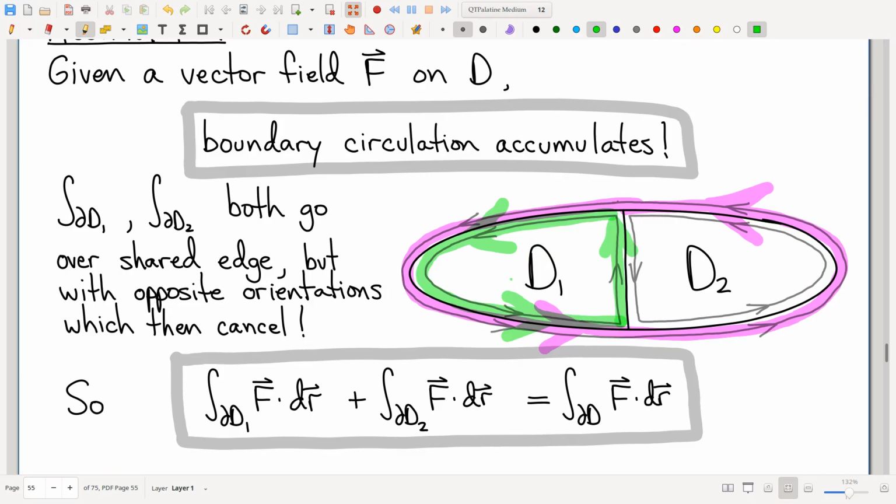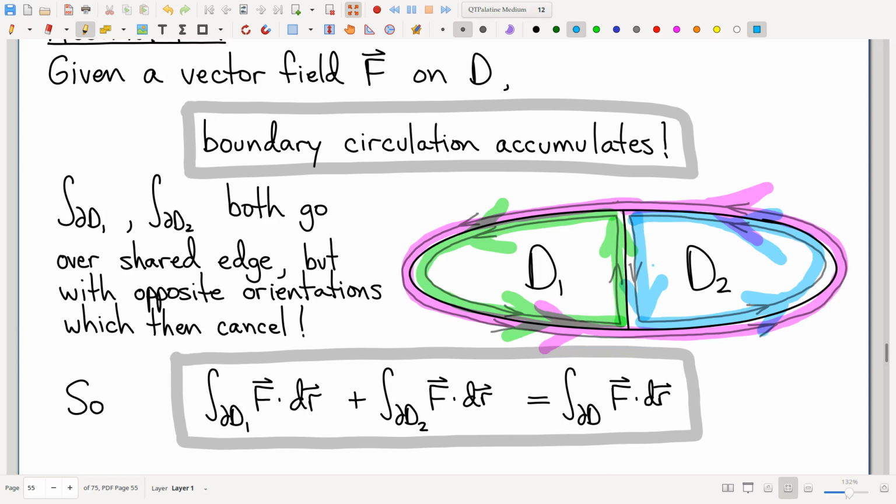And then we also have D2 over here. How would I represent the boundary circulation for D2? Same story. I'm going to look at the boundary. Again, we've got to follow the rules about orientation. Region on the left. There's the curve over which we would compute the vector line integral to get boundary circulation for D2.